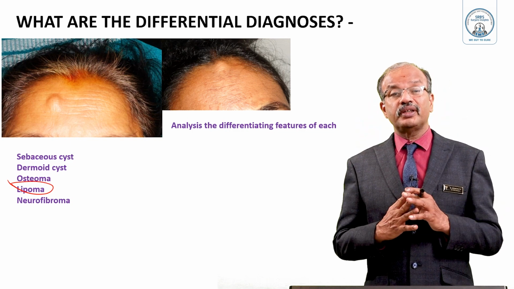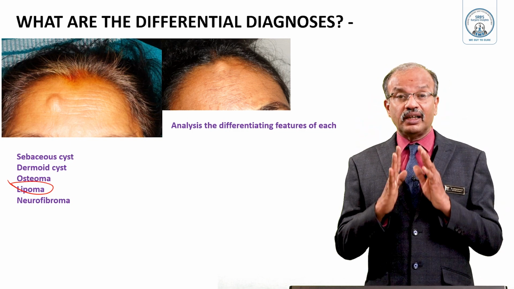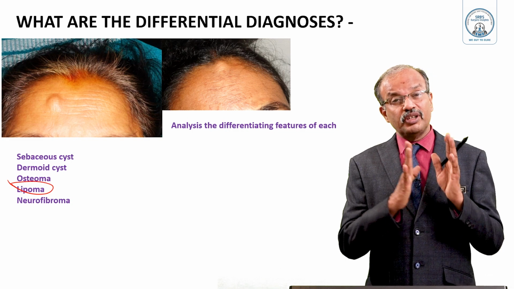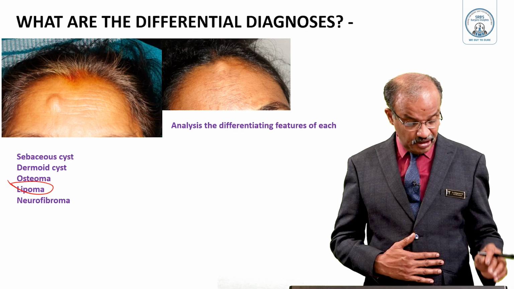In such a situation, excision should be done under general anesthesia. Avoid doing the procedure under local anesthesia. But a sebaceous cyst can always be extracted under local anesthesia.